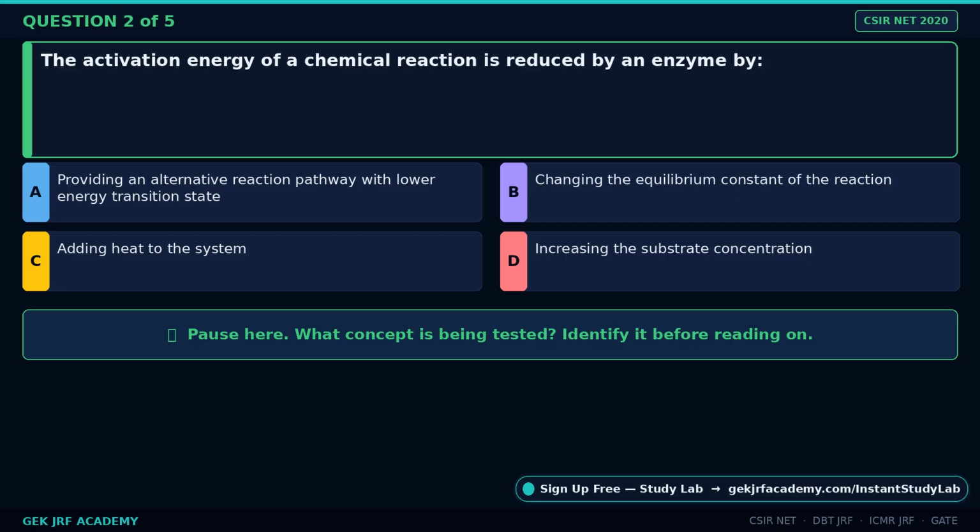Option A, providing an alternative reaction pathway with a lower energy transition state. Option B, changing the equilibrium constant of the reaction. Option C, adding heat to the system. Option D, increasing the substrate concentration. Pause before reading on. Identify which of these options addresses the kinetics of the reaction, and which ones would alter the thermodynamics. Enzymes affect one but not the other.